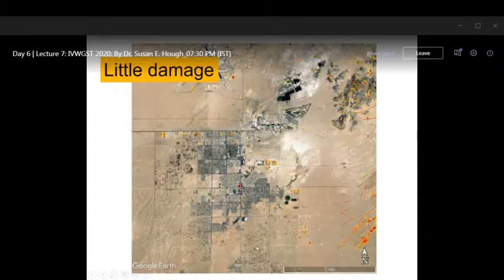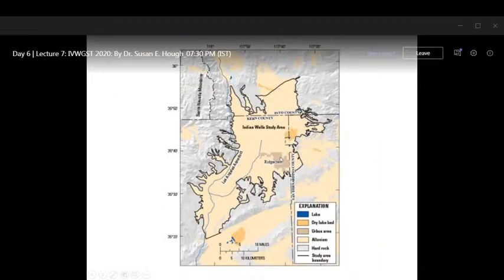So overall, the story was similar to the Kathmandu Valley, that you had this town sitting quite close to large earthquakes, very little damage. And Ridgecrest is sitting also in an alluvial valley, the Indian Wells Valley, shown here. The earthquakes were just over there.